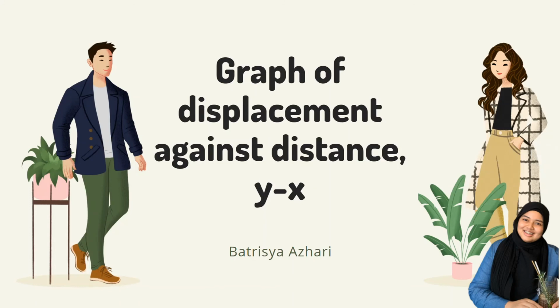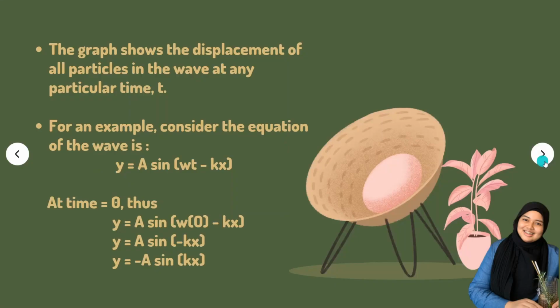Today we are going to discuss 10.1d, graph of displacement against distance, y-x. The graph shows the displacement of all particles in the wave at any particular time t. For example, consider the equation of the wave y equals a sin omega t minus kx. At time equals 0, y equals a sin omega 0 minus kx, and the final answer is y equals negative a sin kx.